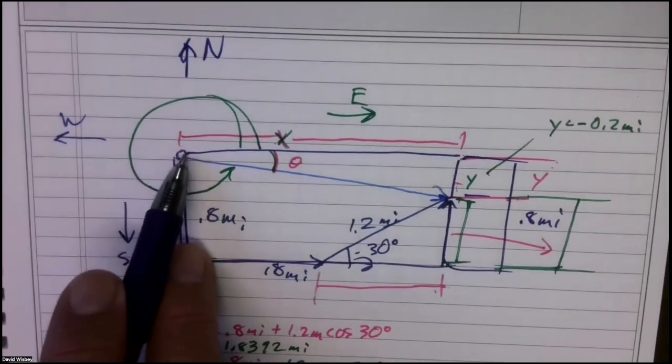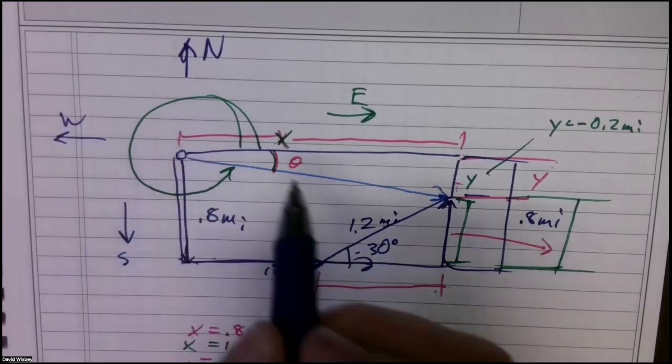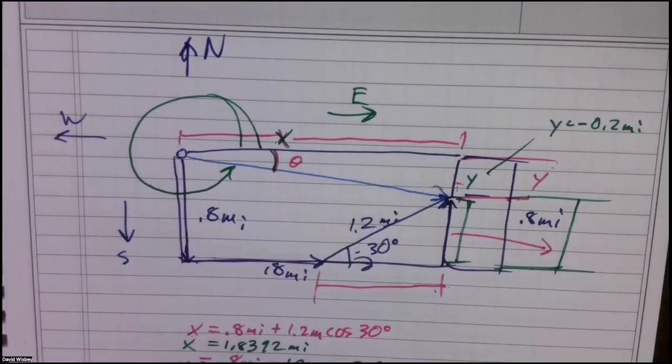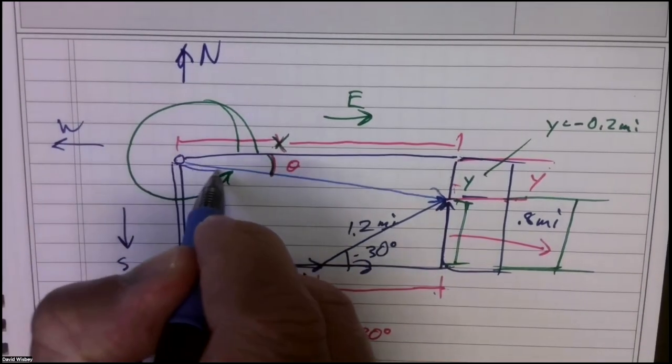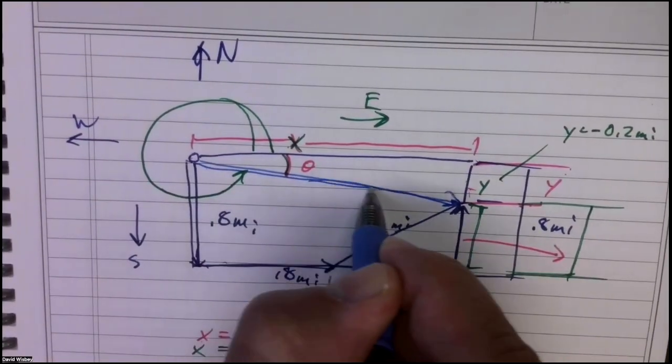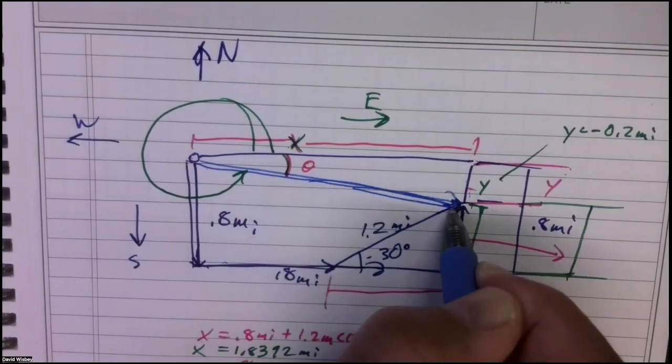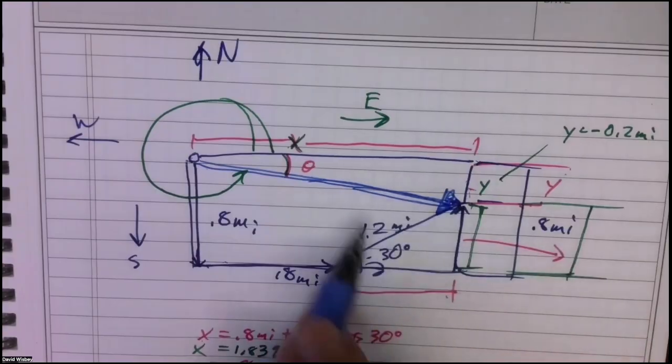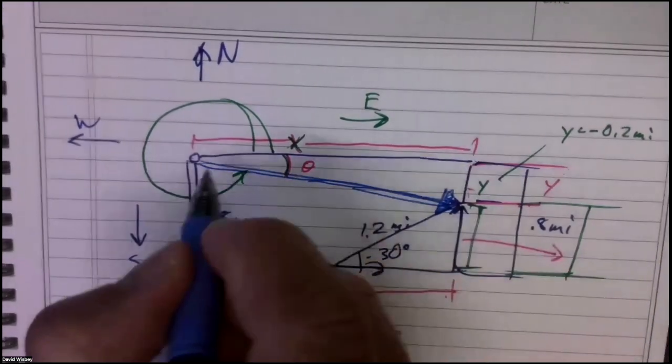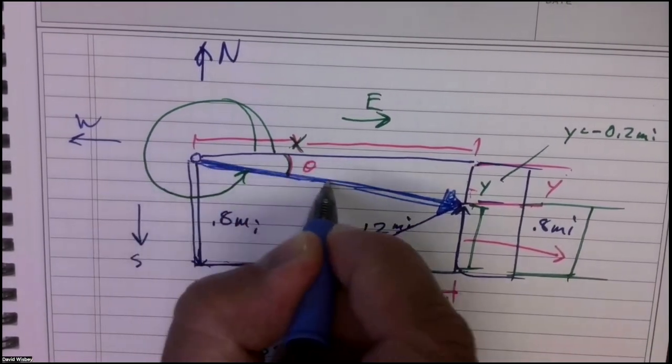So she starts up here, and this is our displacement vector, this light blue one. So that's our displacement vector. And we're trying to find two things. First of all, we're trying to figure out what is the magnitude of this vector, which means how long is it?